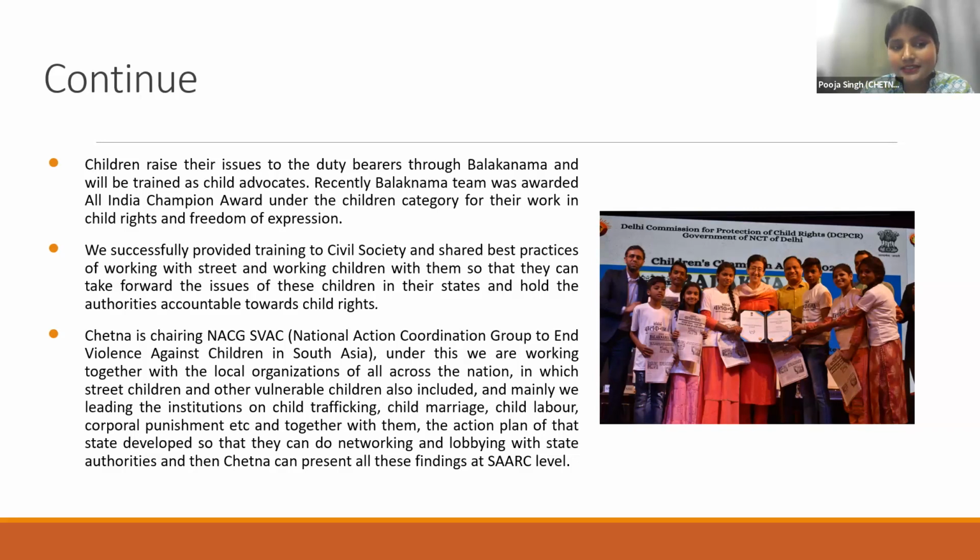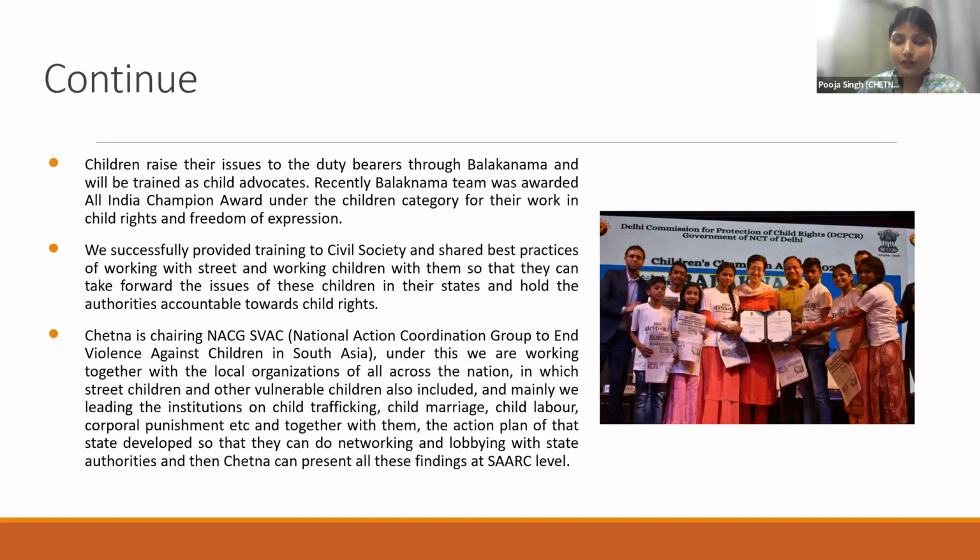And apart from that, Chetna recently got the chairmanship of the National Action Coordination Group to End Violence Against Children in South Asia, which is a civil society network with huge scale across India. Chetna can hold a meeting with stakeholders without any notice, because we have the position of chairperson.